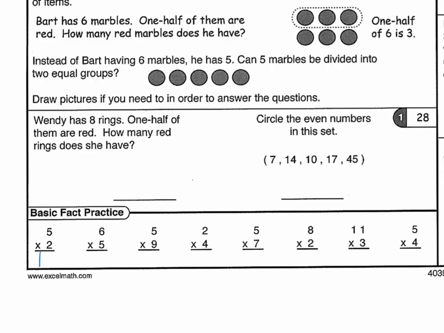Here we go. 5 times 2 is 10. 6 times 5 is 30. 5 times 9 is 45. 2 times 4 is 8. 5 times 7 is 35. 8 times 2 is 16. 11 times 3 is 33. These are easy, right? Just take the number and write it twice when you're multiplying by 11. 5 times 4 is 20. Erase and fix any answers that you have wrong, and thanks for watching.